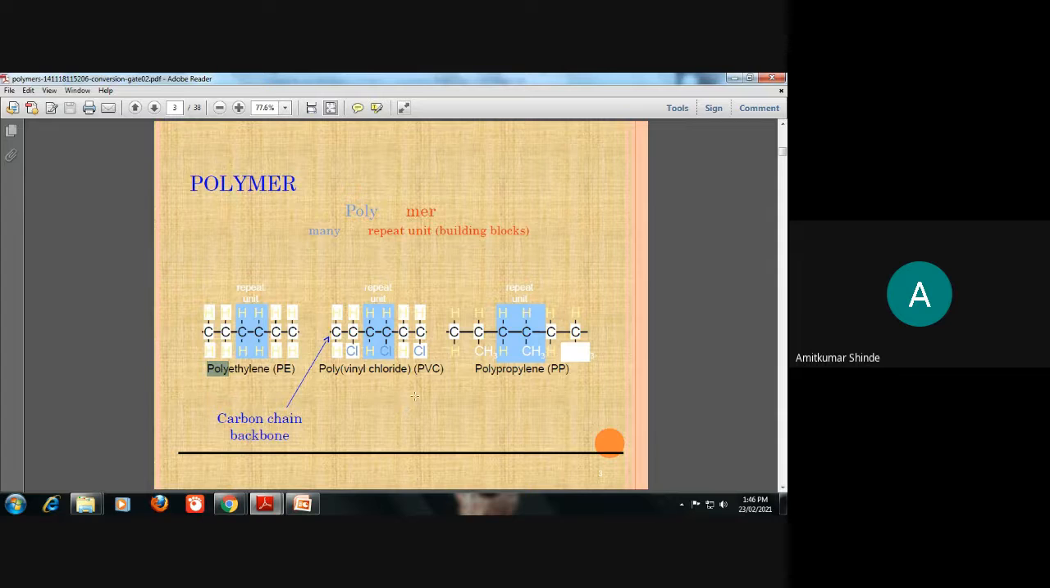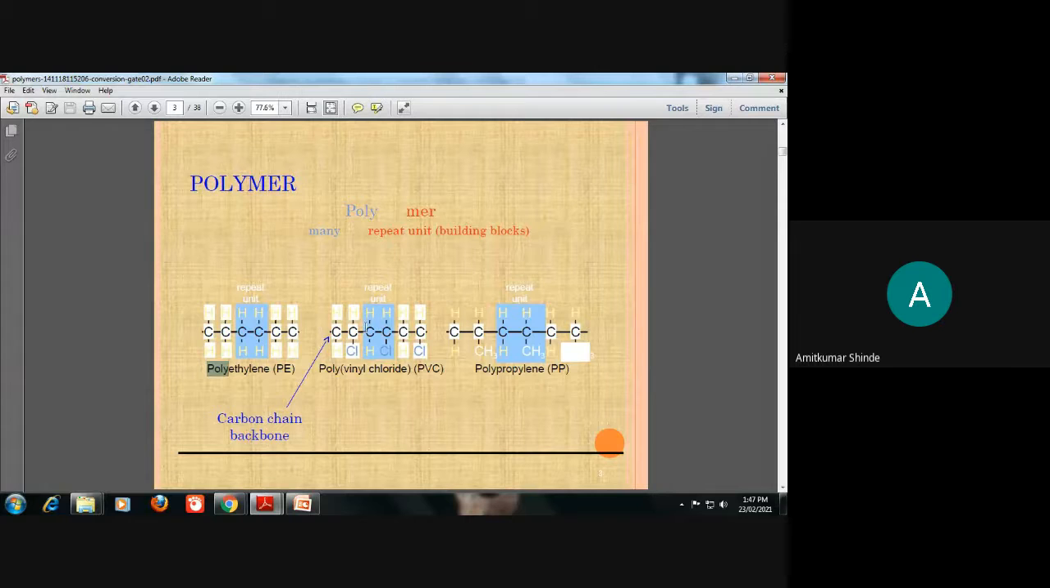Now the same kind of example you can see here, the second example. Here polyvinyl chloride material is shown. This is the structure for polyvinyl chloride, or you can say your PVC pipes. Lots of PVC pipes are used in the agricultural field or in the domestic field also, or for drainage of the waters. You are using those PVC pipes.